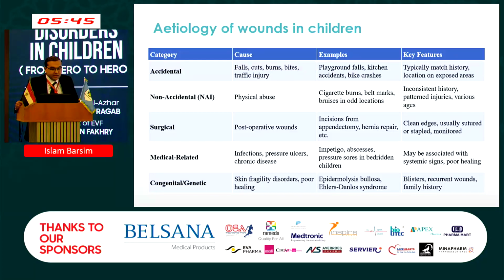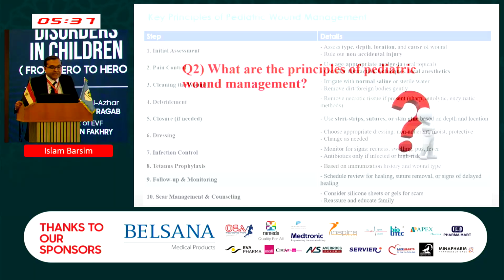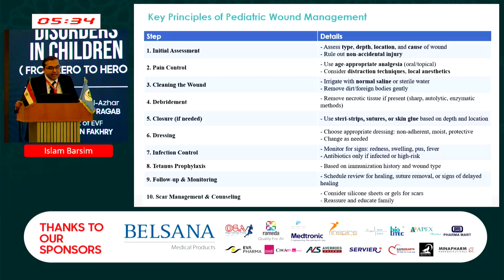What are the principles of pediatric wound management? There are 10 principles of pediatric wound management. Firstly, initial assessment. Assessment is of the type, depth, location, and the cause of the wound. Also, pain control, cleaning the wound, debridement, closure, dressing, infection control, tetanus prophylaxis, follow-up and monitoring, and scar management.